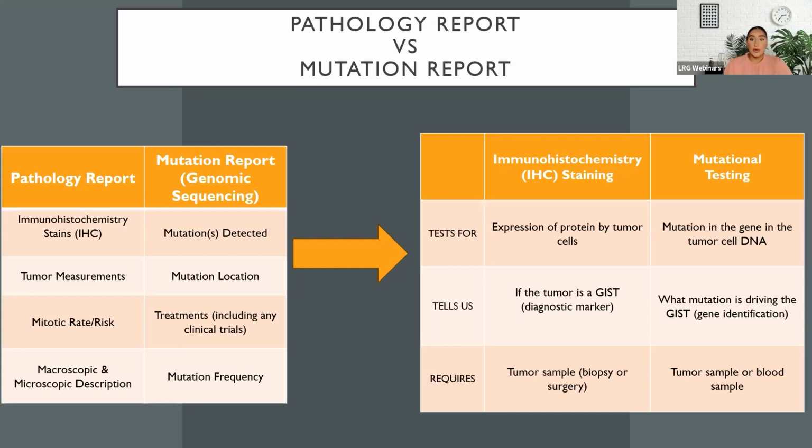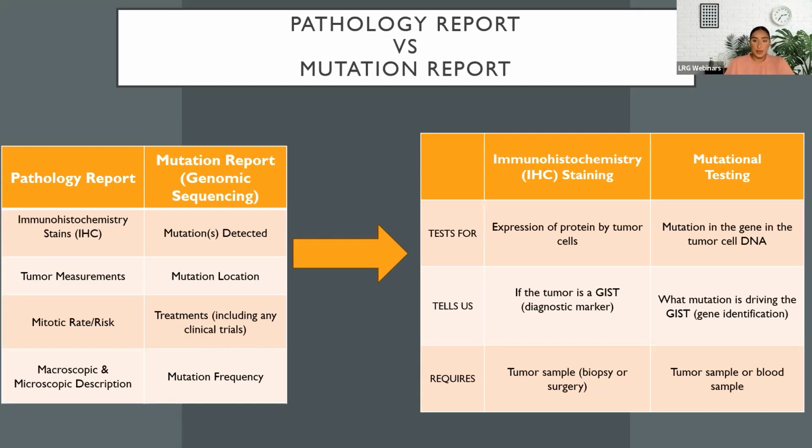The pathology report also shares the tumor measurements, the mitotic rate, which lets us know the risk and staging, as well as macroscopic and microscopic descriptions. So macroscopic descriptions include the size, the shape, color, consistency of it, and then the microscopic description shows us what they see under a microscope. So the cell shape, cell morphology, the arrangement of the cells, those items we will see from those descriptions.